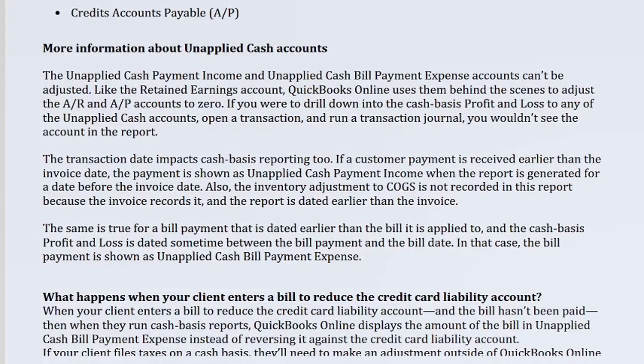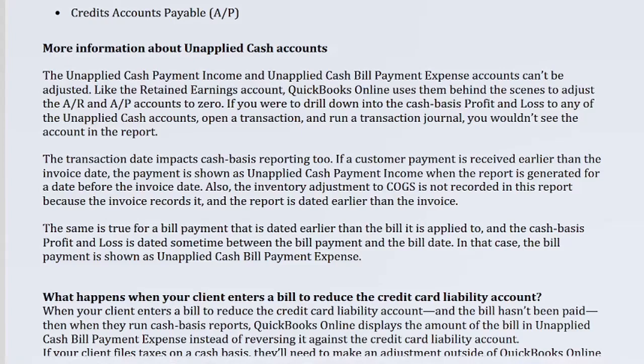Like the retained earnings account, QuickBooks Online uses them behind the scenes to adjust the A/R and A/P accounts to zero. If you were to drill down into the cash basis profit and loss to any of the unapplied cash accounts, open a transaction, and run a transaction journal, you wouldn't see the account in the report. The transaction date impacts cash basis reporting too.